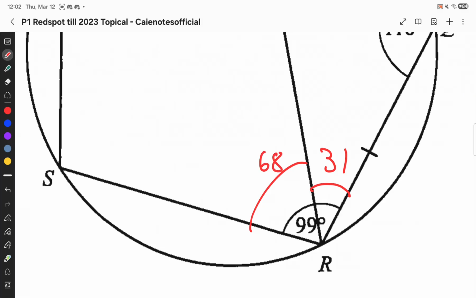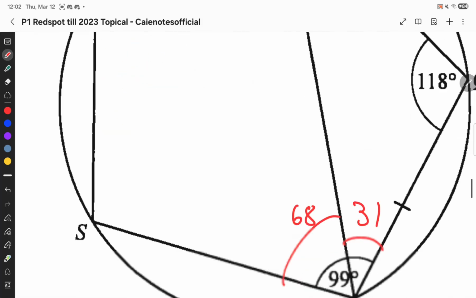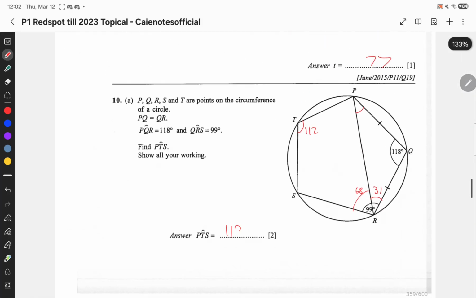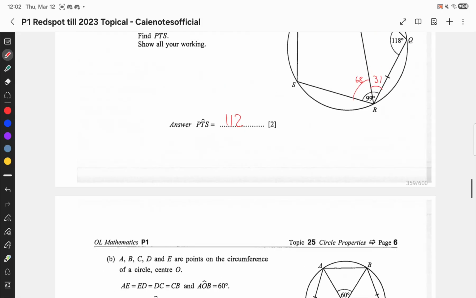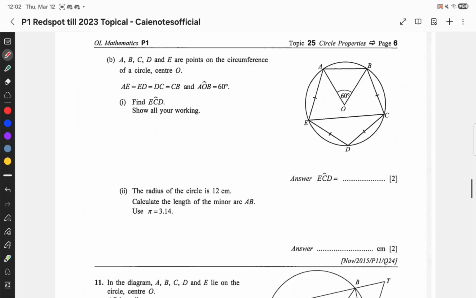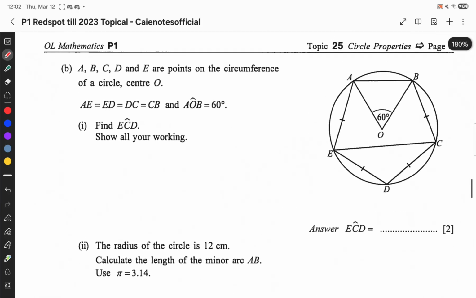180 minus 68 is equal to 112, and that is our final answer, 112. A bit tricky, but you will get used to it. These hard workings for like, oh thank god, this is like 2 marks. Okay, temperature is generous at times.